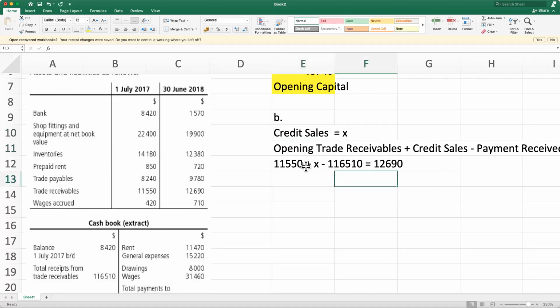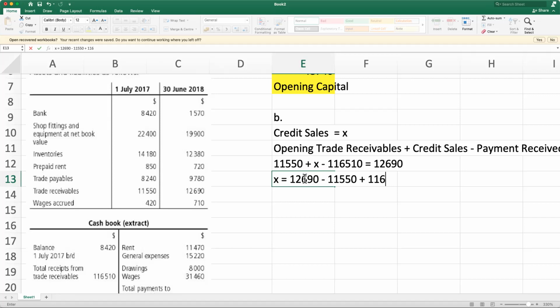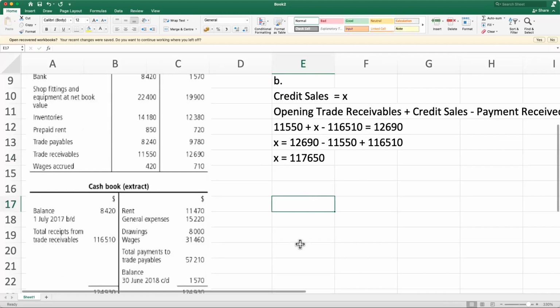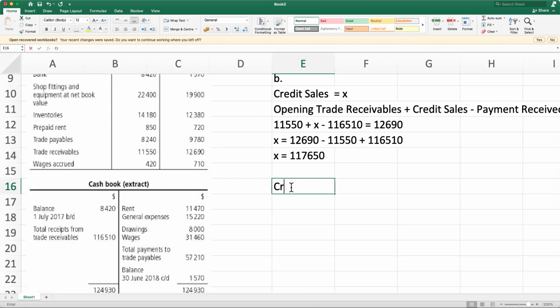Okay, so once this is done, let's calculate what my X is. X is equal to 12,690 minus 11,550 plus 116,510. So this should give my answer for my credit sales. I'm just going to press it: 12,690 minus 11,550 plus 116,510. So 117,650. So this is my total credit sales. I can do the same thing for credit purchases.